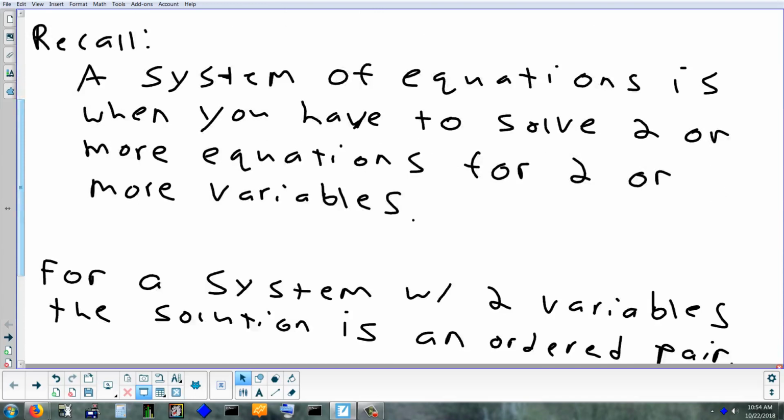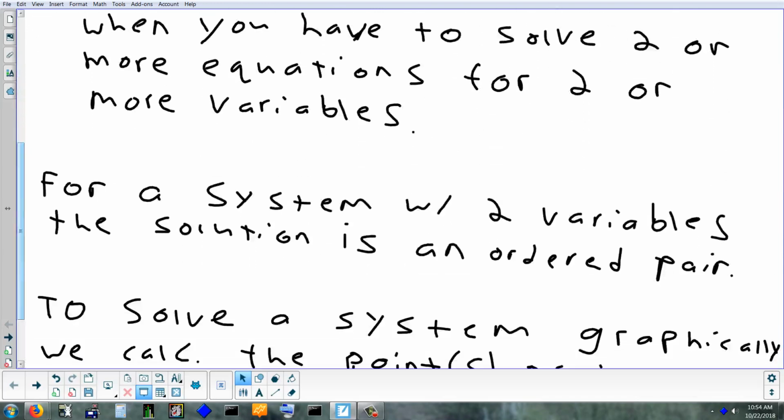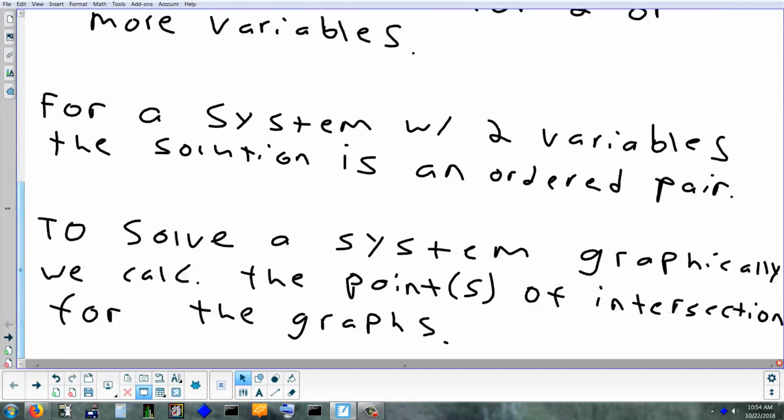So if you're solving a system that has two variables, the solution is an ordered pair. Okay, it's a location. So make sure that you write both numbers, the x value and the y value. So graphically, I don't really think there's much new. You should already know this, but to solve a system graphically, you're just going to look at where the graphs cross.